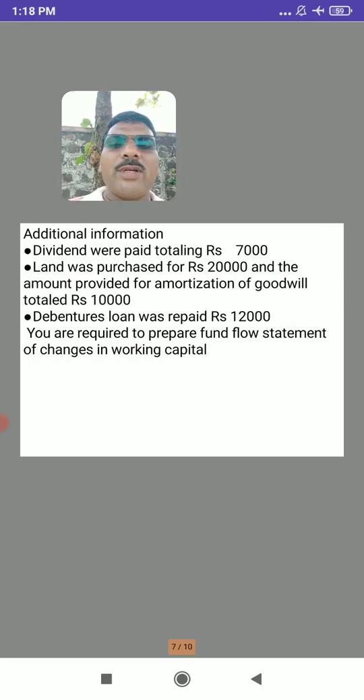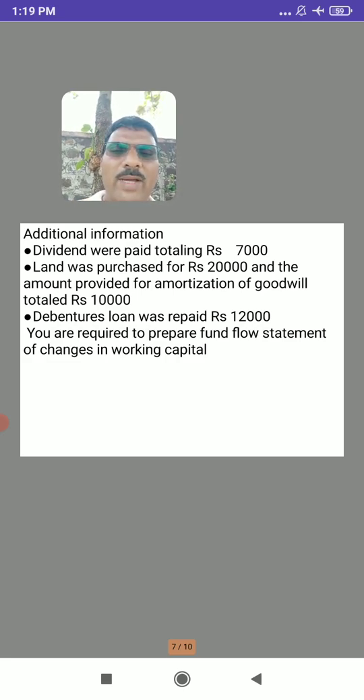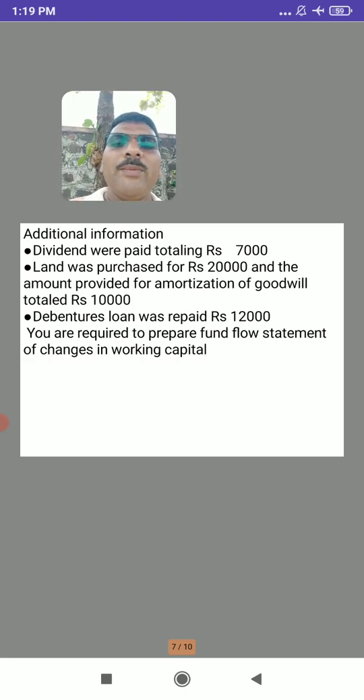So here additional information is given. First, dividend was paid totaling rupees 7,000. Dividend paid means these are non-operating expenses. Land was purchased for 20,000 and the amount provided for amortization of goodwill totaled rupees 10,000. Debenture loan was repaid at rupees 12,000. So here you are required to prepare a fund flow statement and changes in working capital.